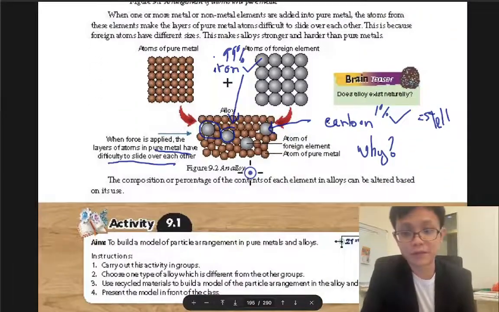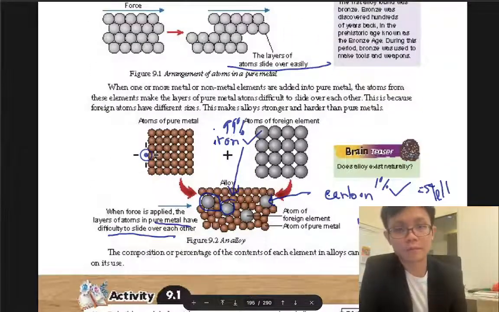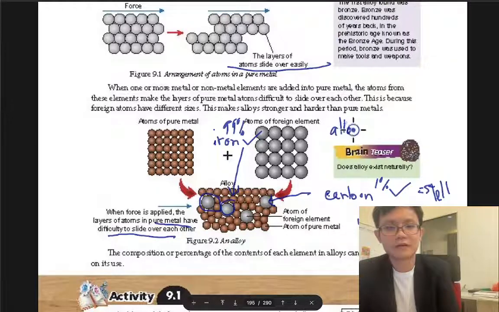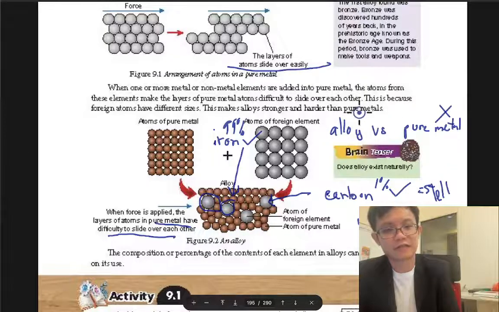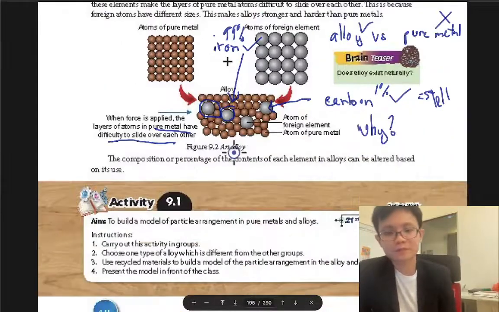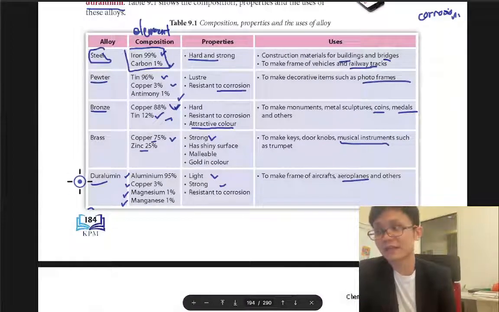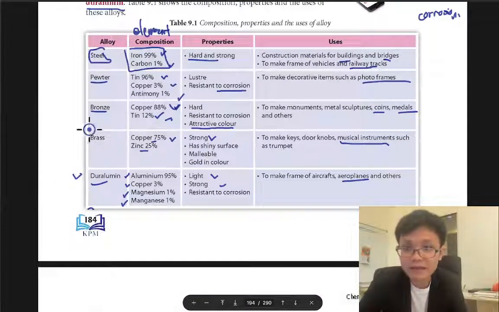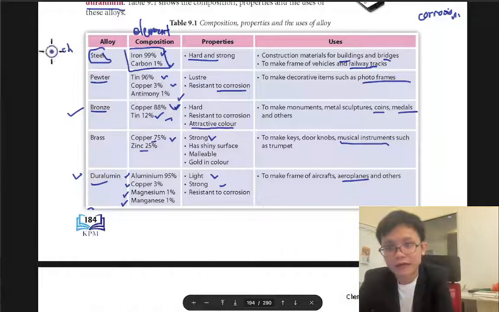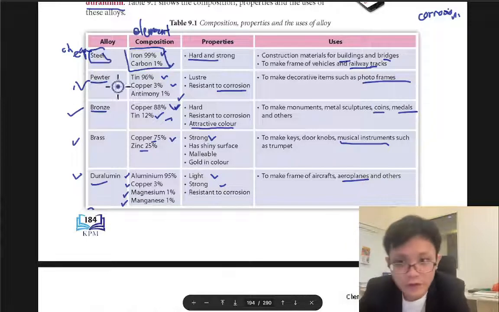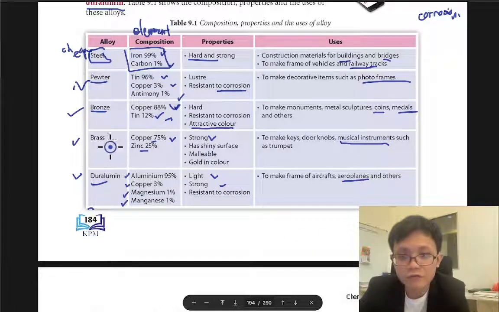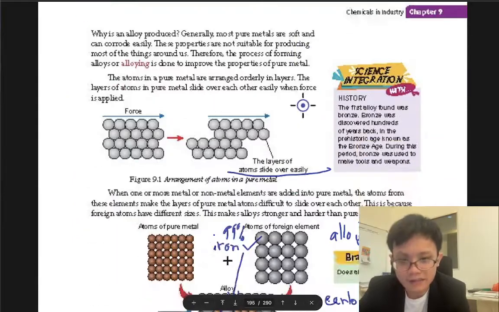So that is the difference between alloy and pure metal. Of course, we don't want pure metal lah, we want alloy, because alloy is stronger. But there are pros and cons lah. The con is it is more expensive. That's why airplanes are more expensive. It's not cheap to make duralumin, it's not cheap to make bronze. I think steel is a bit cheaper, if you compare to other metals. Bronze, brass, pewter are more expensive. That is why when you sit in the airplane or you want to buy bronze, it's more expensive.